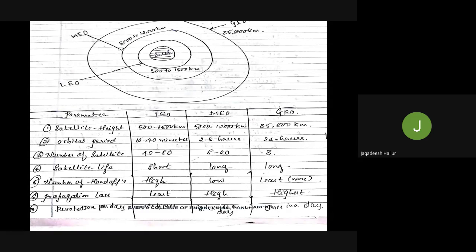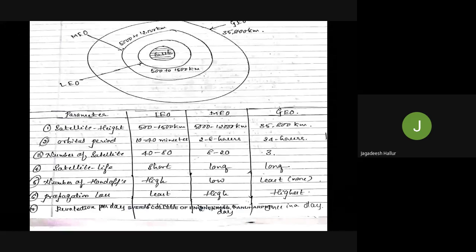Write this down. Take these parameters: low Earth orbit, medium Earth orbit, and geostationary Earth orbit. Write this down, very important point. I'll give you 2 minutes. Write this: satellite height, orbital period, number of satellites, fourth is satellite life, number of handoffs, propagation loss, revolution per day.